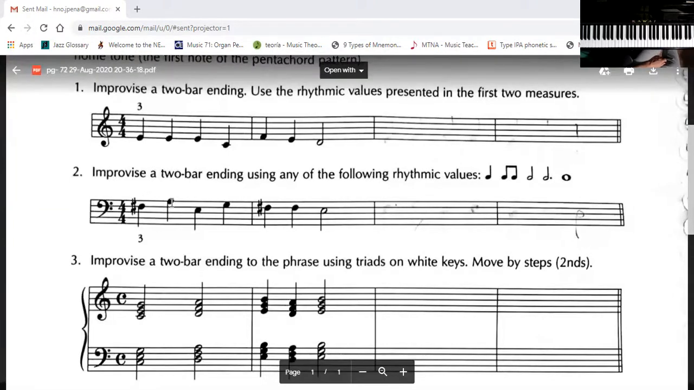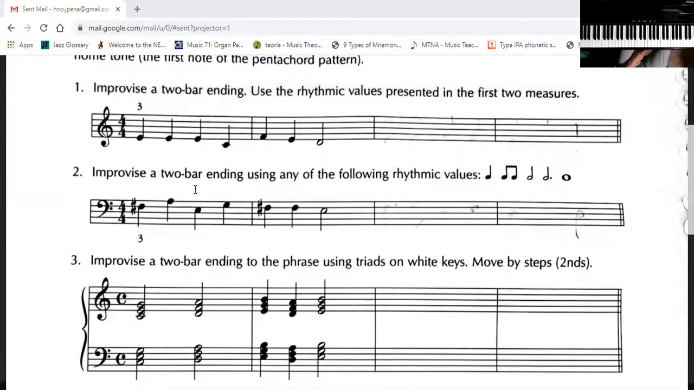Let's go ahead and take a look at our melody first. We are in D position, so that means we need to end on D. This is left-hand melody too.